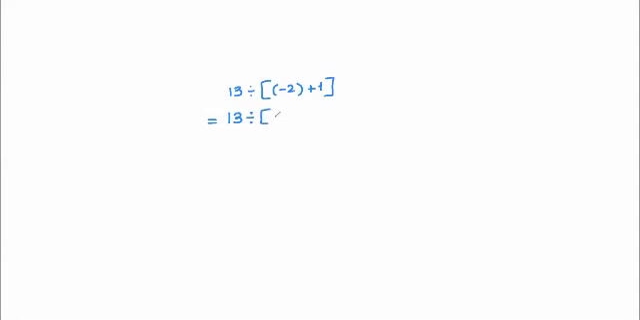In the bracket, it is minus 2 plus 1. Minus 2 plus 1 has different signs, which means the operation we have to do is subtraction, and subtraction of 2 minus 1 is equal to 1. So the answer comes here 1, and the answer gets the sign of the greater number. In this case it is minus 2, the sign is minus, so minus. So 13 divided by minus 1.